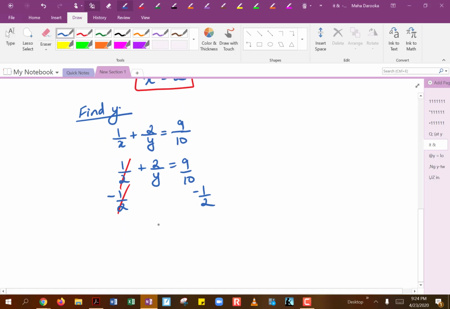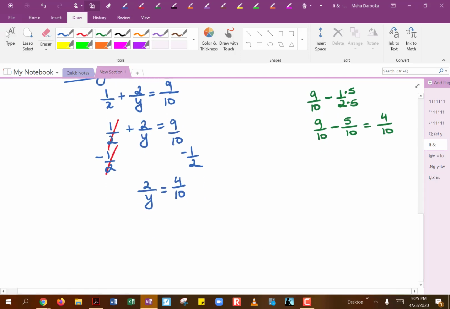You will be left with 2 over y. And then what is 9/10 minus 1/2 to simplify that right hand side? Of course we need to find a common denominator. So 10 can be our common denominator. Multiply the 1/2 by 5. 9/10 will stay the same, and the second fraction will now become 5 over 10. Now that you have your common denominator, 9 minus 5 gives you 4. So you end up getting 4 over 10. Again, you can reduce that or just solve for y and it will end up canceling out on its own.